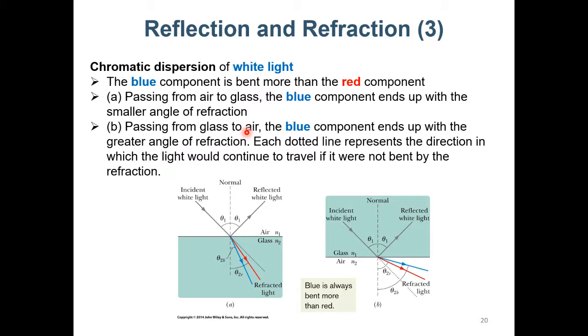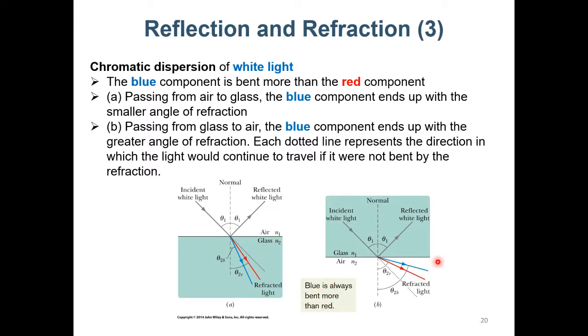So it is not difficult to understand. Blue is always bent more than red. So that's why we use the red light to specify caution for the traffic light or something, because the red light will not bend as much as the blue light.